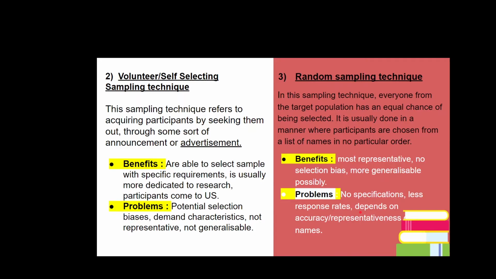And third is that the representativeness or accuracy of your sample depends on the accuracy or representativeness of the list of names that you derive your sample from. So if the list has not been updated or if it isn't very representative to begin with, it is highly unlikely that the sample you draw from it, even if it is random, will be very generalizable or diverse.